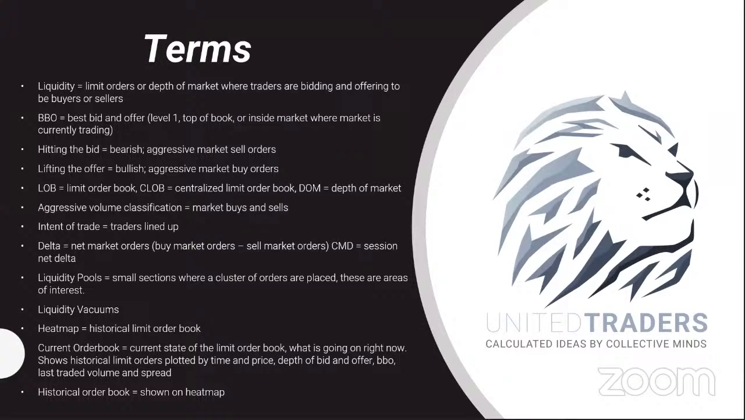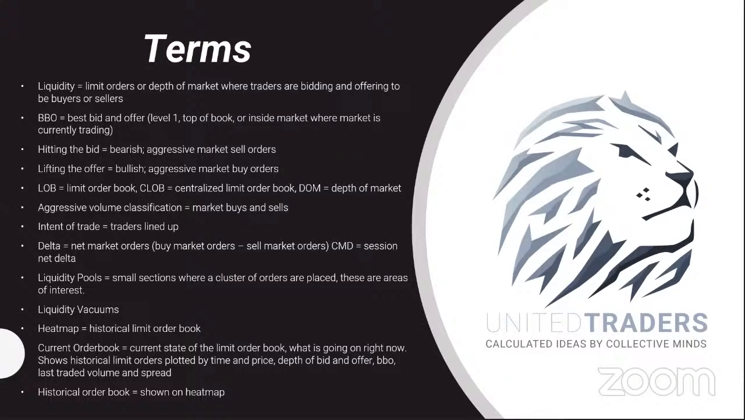Liquidity pools are small sections where a cluster of orders are placed, and these are areas of interest. So when you see a price level high up on the ES where there are a lot of large limit orders stacked back to back to back at different prices, that's an area of interest. And when price gets to that level, we want to see how market orders interact with it.